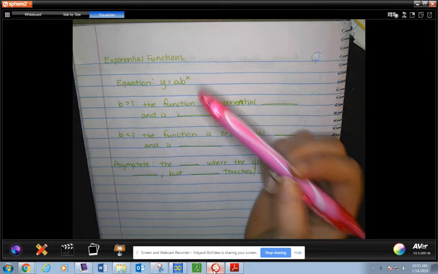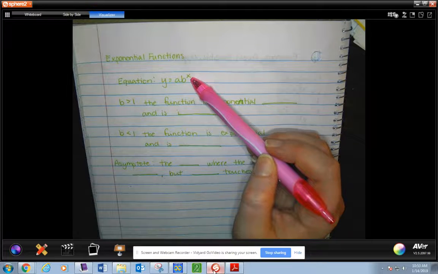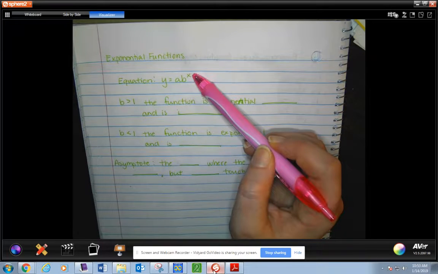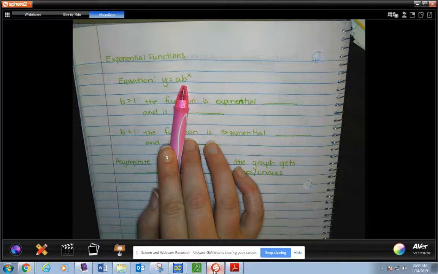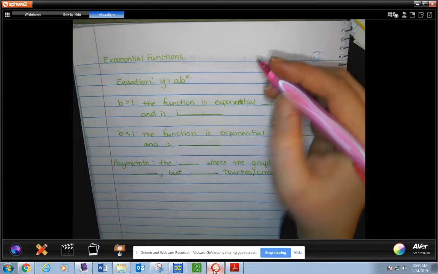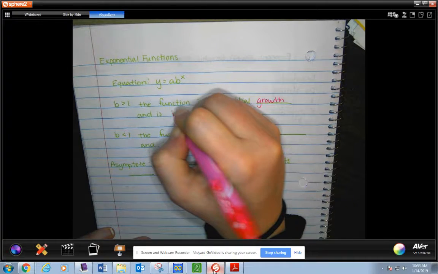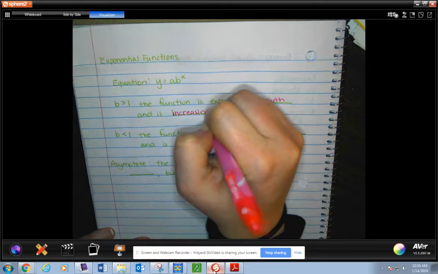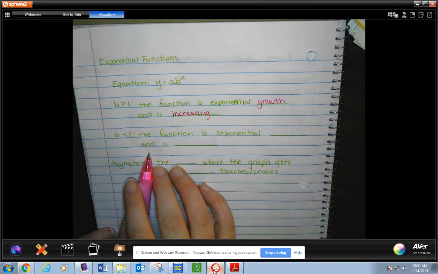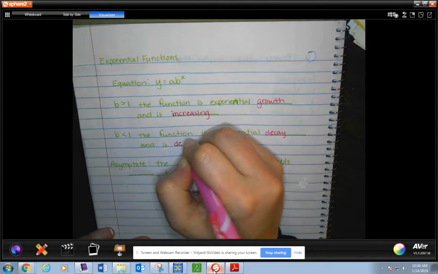Okay, for exponential functions, the equation for an exponential function is y equals ab to the x. So we've seen x's before, like we're used to y equals mx plus b, but in an exponential equation, that just means that the exponent is in the exponent spot. And so this b right here, this number that you're going to get in your equation, if it is greater than 1, then the function is what we call exponential growth. And that means it is increasing. Okay, if b is less than 1, then this stands for exponential decay. And that means that the graph is decreasing.